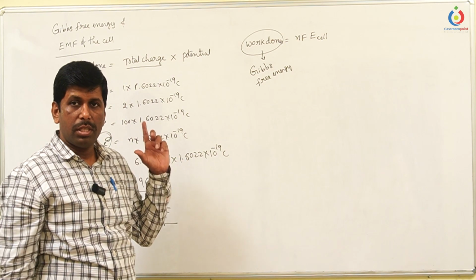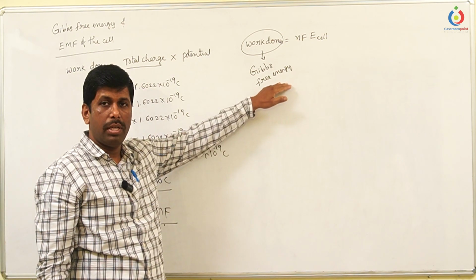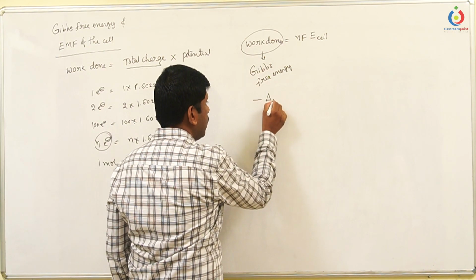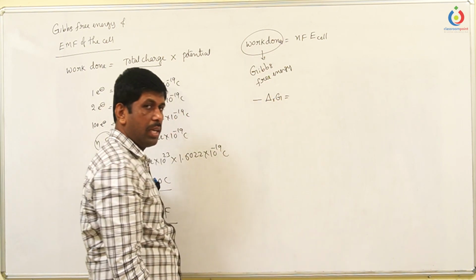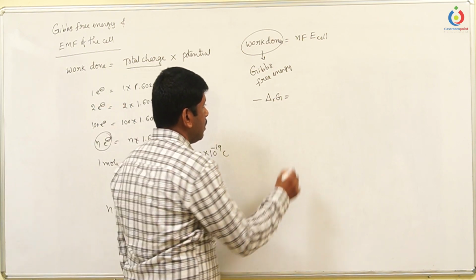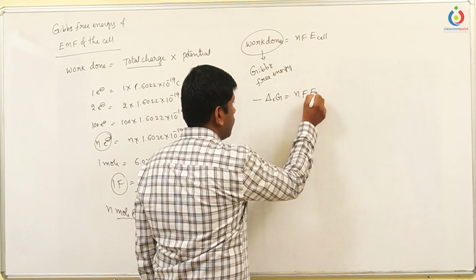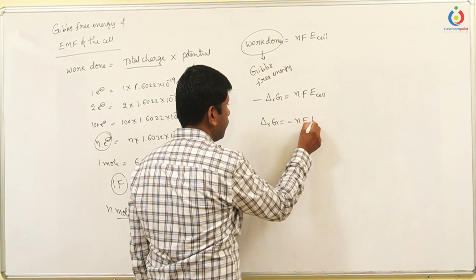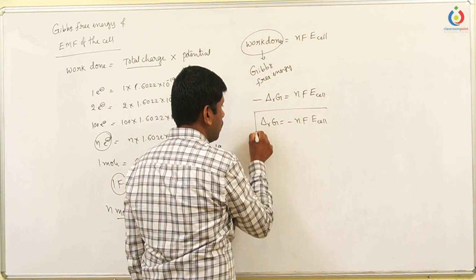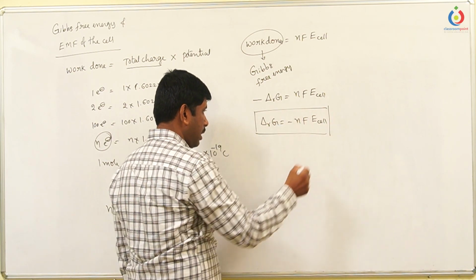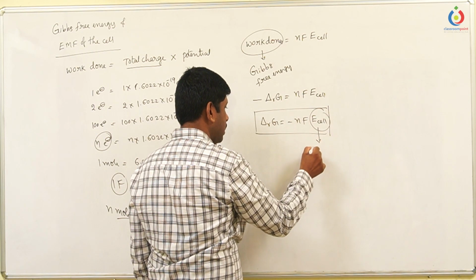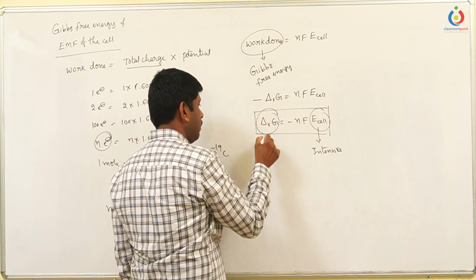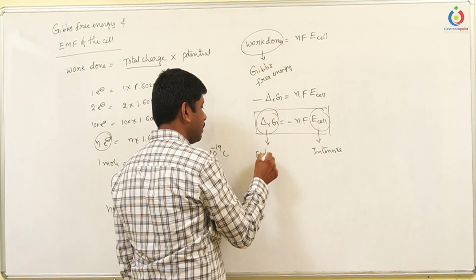Since an electrochemical cell is a spontaneous reaction, this Gibbs free energy we take as negative. So in place of work done, we write delta rG. In a particular reaction, the Gibbs free energy change delta rG is equal to minus nF E cell. Here E cell value is an intensive property, whereas delta G value is an extensive property.